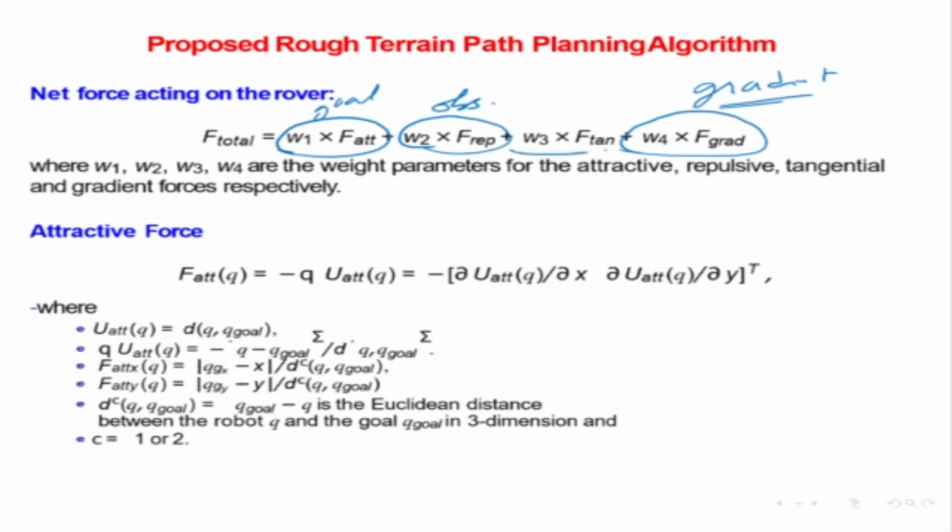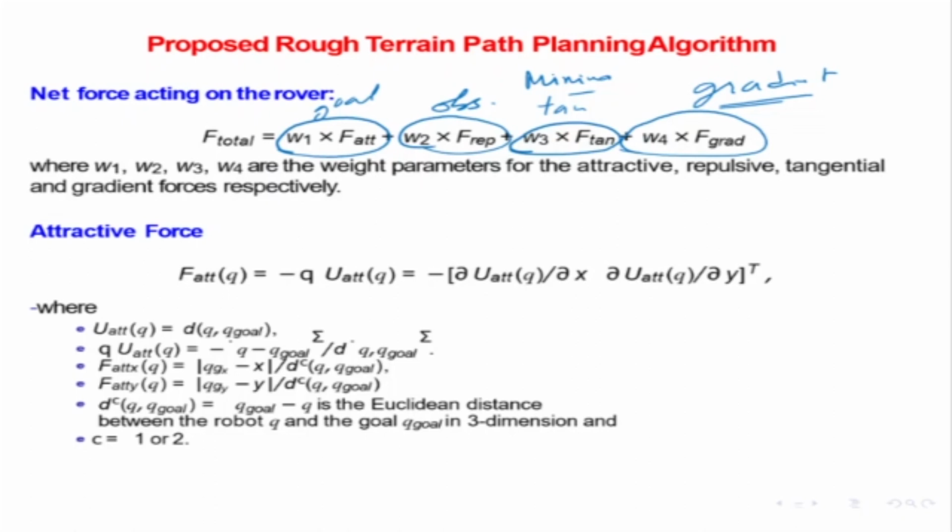Now we can also have a tangential force. So this is tangential force basically for traps or minima problem. If the robot gets trapped, you can use a tangential force which will take it away from the trap. Okay. So this is the potential field function.